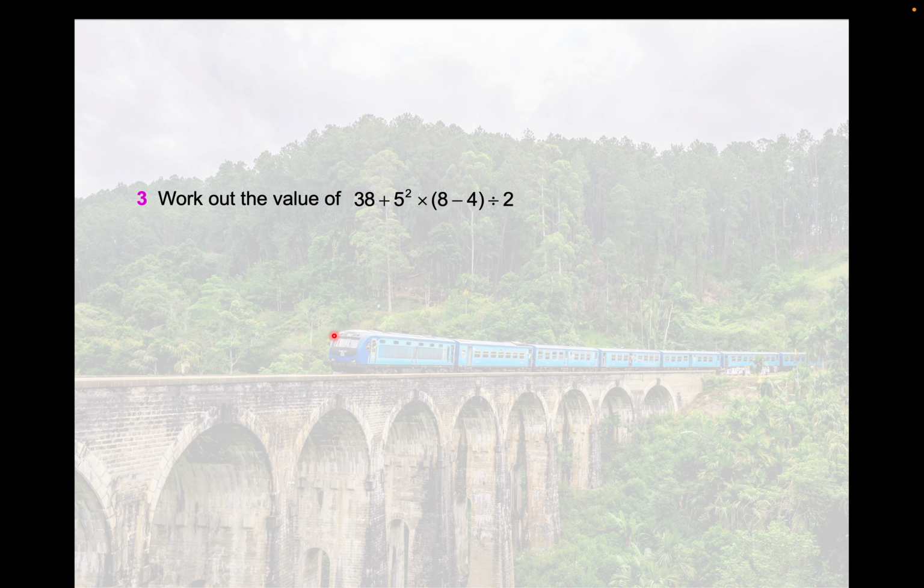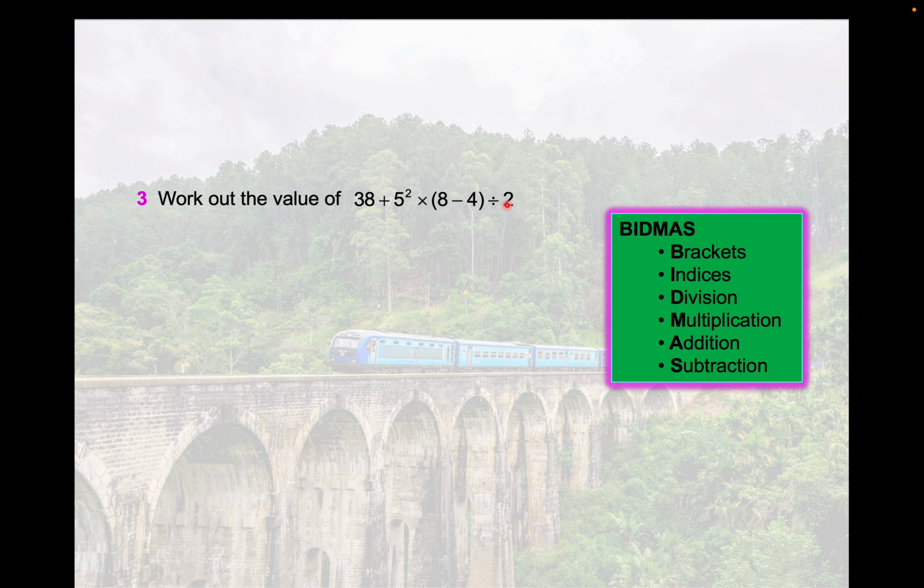Let's have a look at a little bit harder example. Here, as you can see, we have addition, indices, squaring the 5, multiplication, and in brackets 8 minus 4 divided by 2. We're going to deal with the bracket first because it's the most important one, so we calculate what we have inside the bracket. That's 8 minus 4, which is 4, keeping the others as they are.